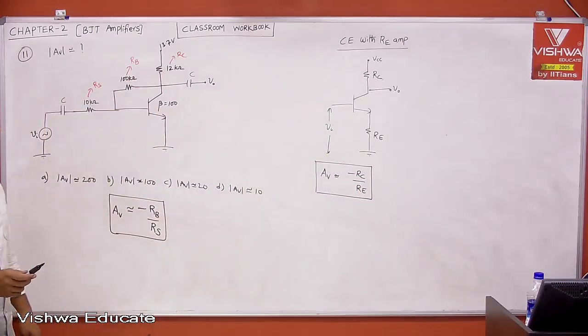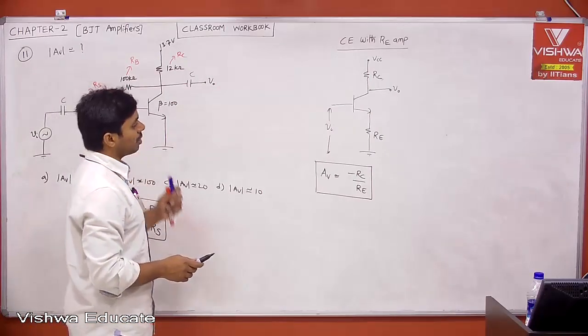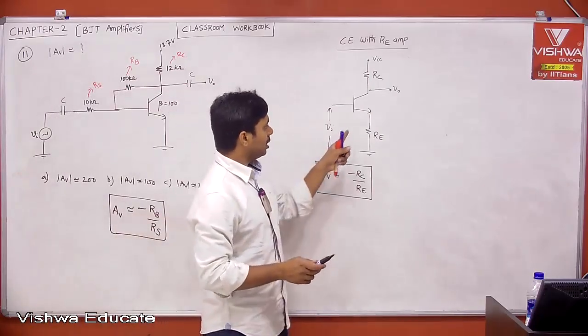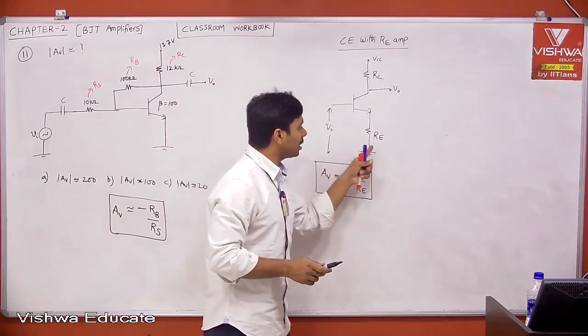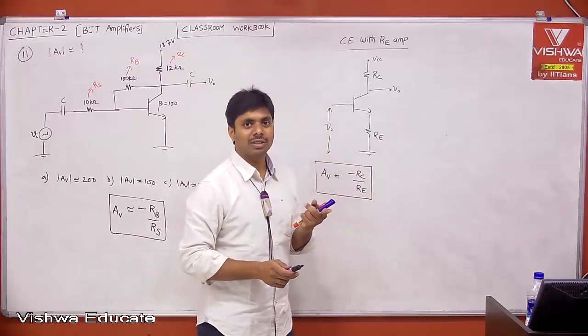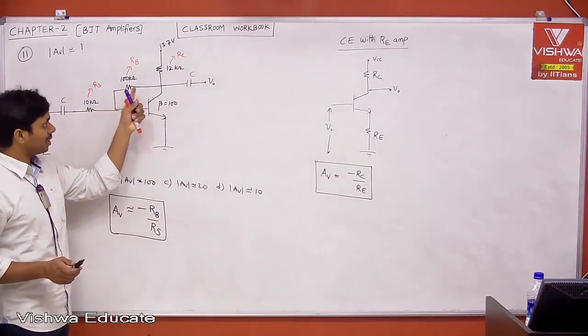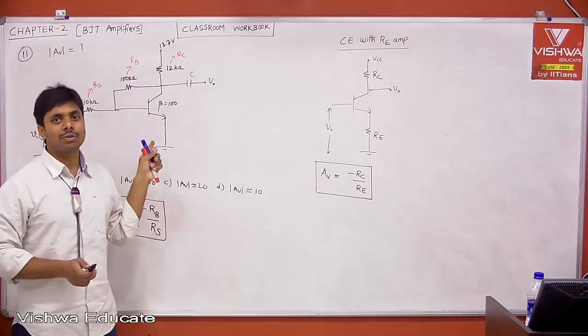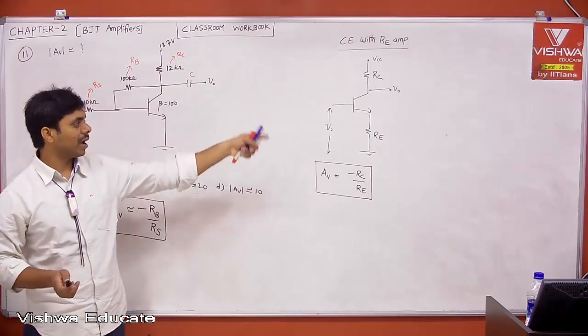But here, why didn't we derive and see this before? Here, if RE is there, then we are getting minus RC by RE. If you don't want RE, we can use a bypass capacitor. That's what we used, right? But here, if you don't want RB, we should use an inductor. I told you, right? We don't want to use this circuit. That's why the circuit is not so popular.